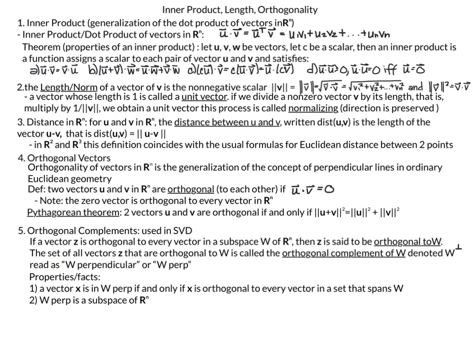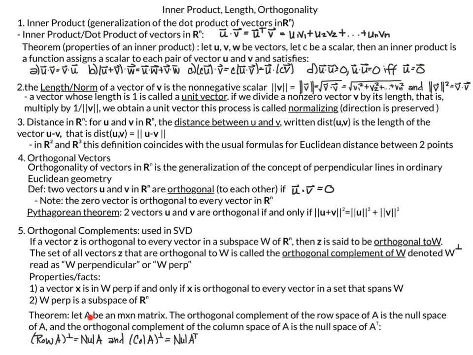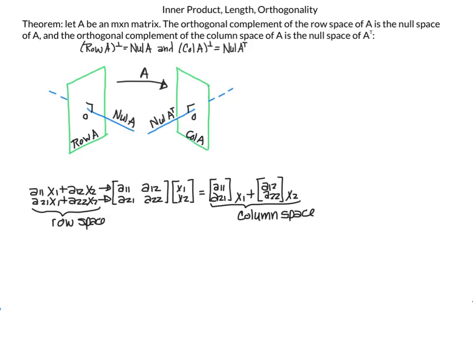We have two facts or properties. A vector x is in W perp if and only if x is orthogonal to every vector in a set that spans W. And second, W perp is a subspace of Rn. And last we have this theorem: if A is an M by N matrix, the orthogonal complement of the row space of A is the null space of A, and the orthogonal complement of the column space of A is the null space of A transpose. So I have that written here. The row of A perp is equal to null of A, and column of A perp is equal to null A transpose. We're going to start by looking at this picture here of what's going on.